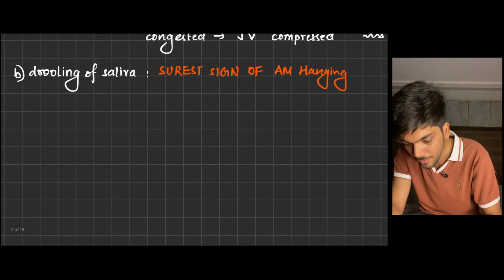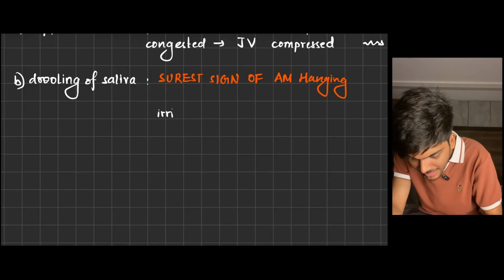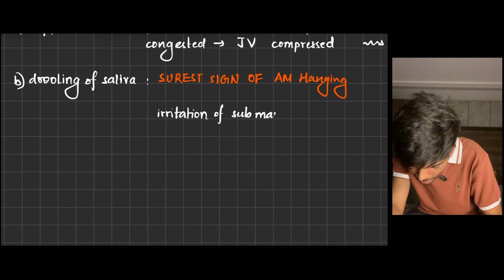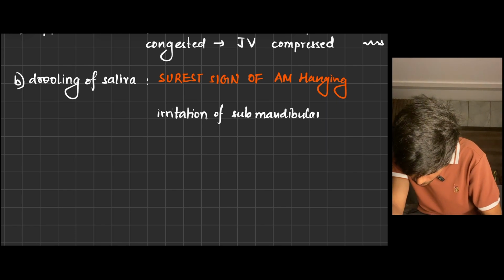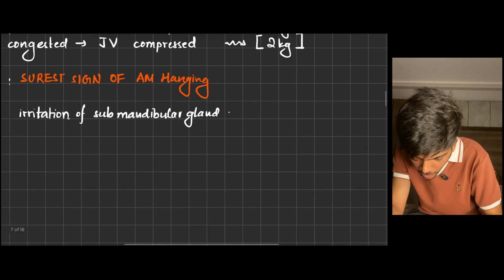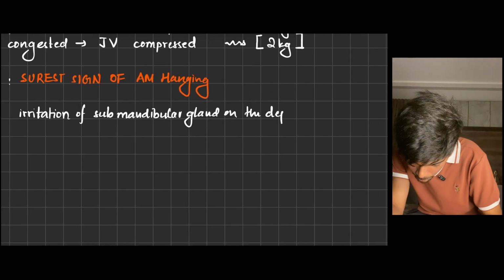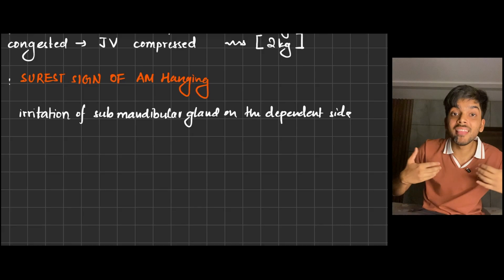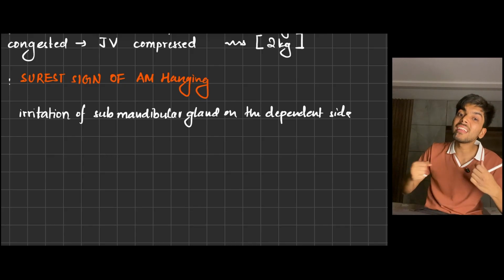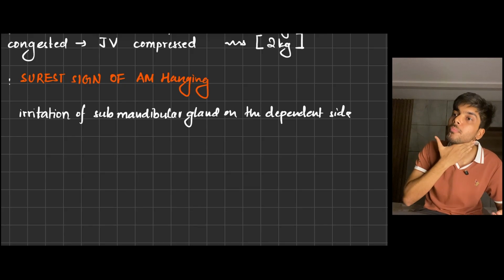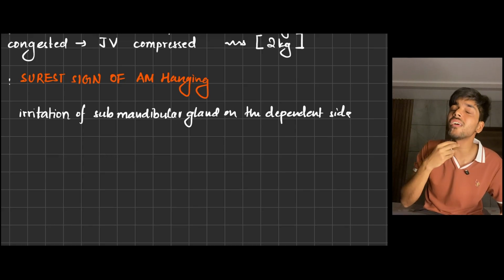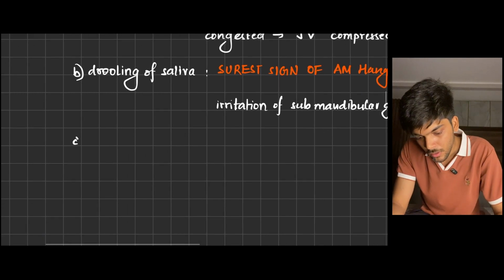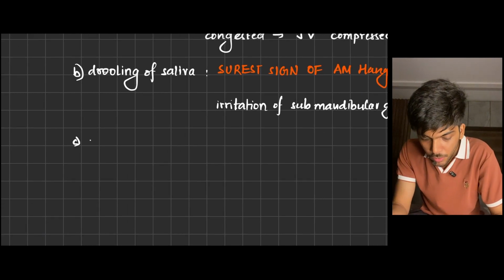Why is there drooling of saliva? Because of the irritation of the submandibular gland on the dependent side. See, let's say I was killed before and then my body is hung. Now, no matter how much pressure is exerted on the submandibular gland, it's dead. There's not going to be production of saliva. There's not going to be any drooling. Number C, protrusion of tongue.